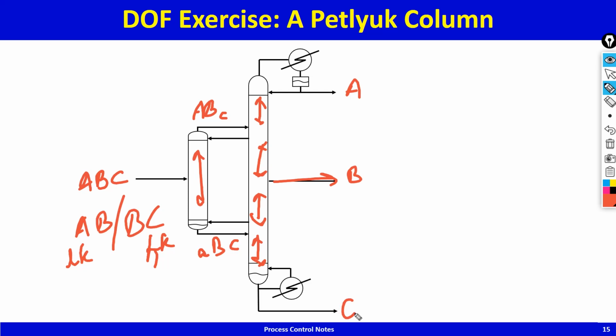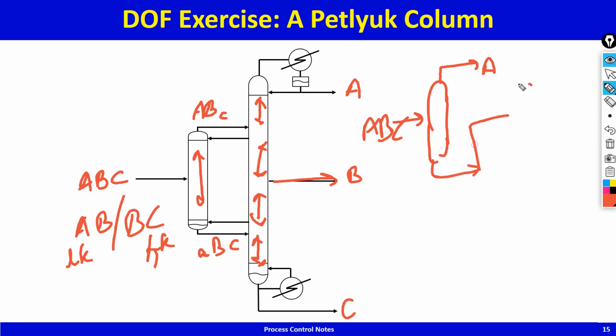Yeah, and the thing about Petlyuk columns is because you do the easiest separation first, its thermodynamic irreversibility is much less because the composition profile doesn't have as much remixing as you would have if you had ABC. You take A up the top, BC down the bottoms, and you distill again. You take B up the top and C down the bottoms. That's called the direct split.